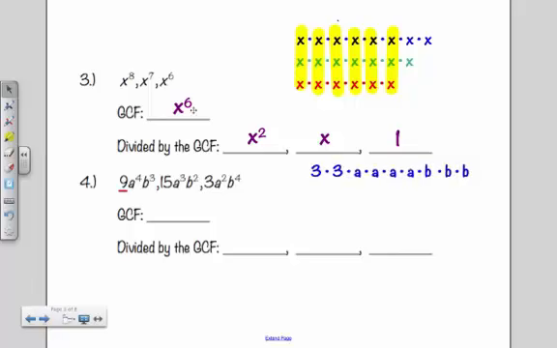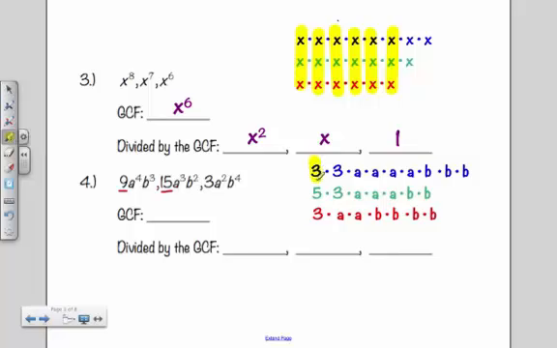Similarly, I'm going to do the same thing with my coefficient of 15. So 15's factors are 3 and 5, and then a to the 3rd means 3 a's multiplied together, and b to the 2nd means 2 b's multiplied together. And then 3a squared b to the 4th, 3 is prime, and everything else is exactly like we talked about before. So I'm going to highlight everything that's in common.